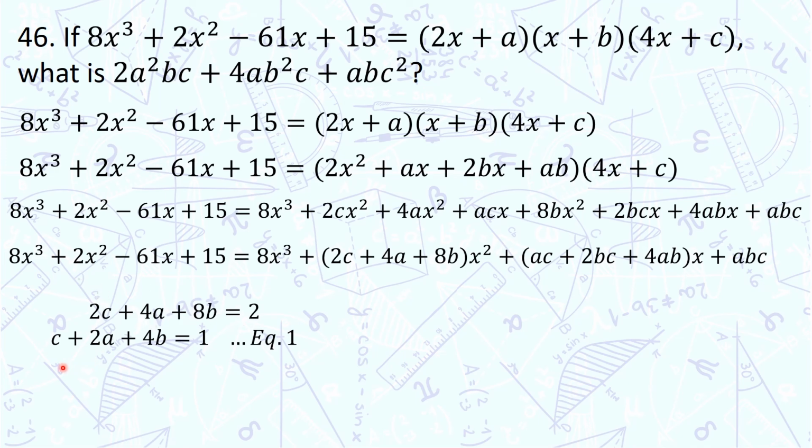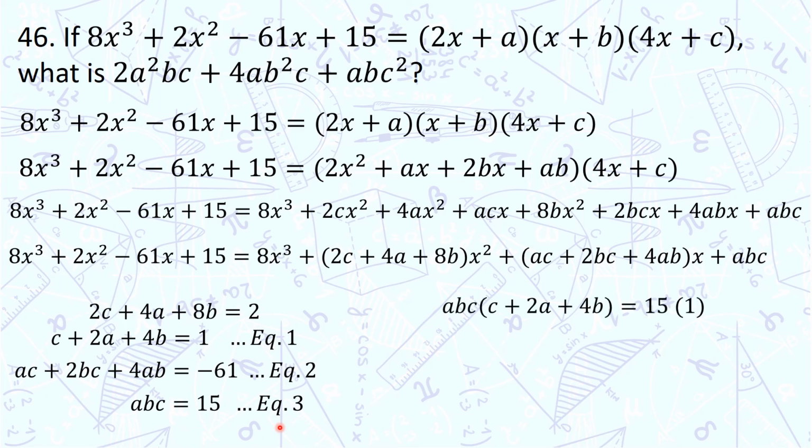Simplify as c plus 2a plus 4b equals 1. Let us call this our equation 1. Also, we have ac plus 2bc plus 4ab equals negative 61. The coefficients of x, let us call this our equation 2. ABC is equal to 15, the constant terms. Let us call this our equation 3.